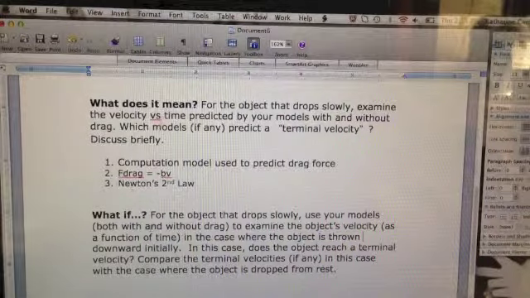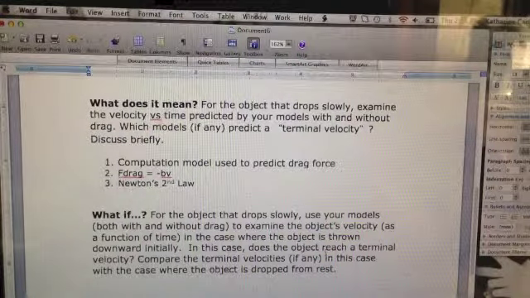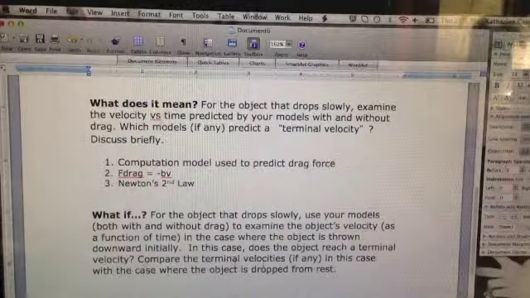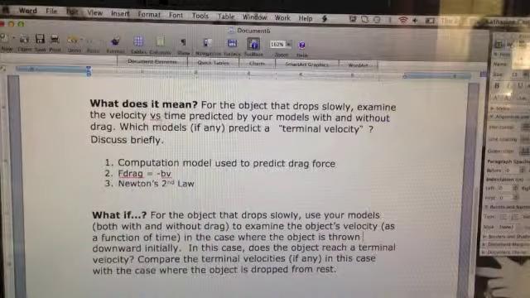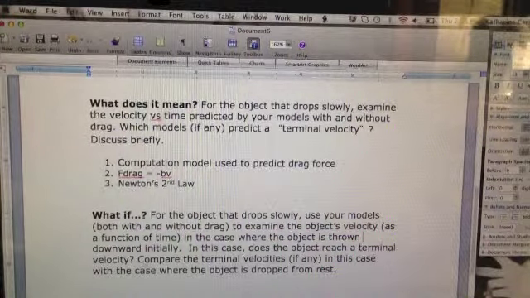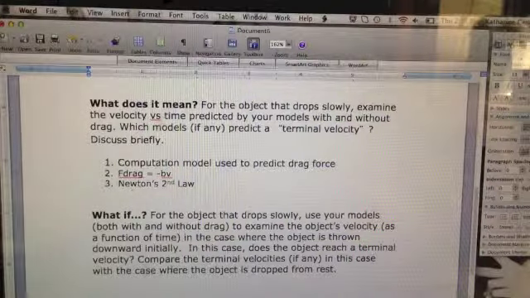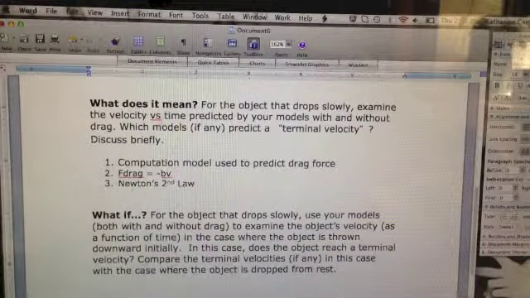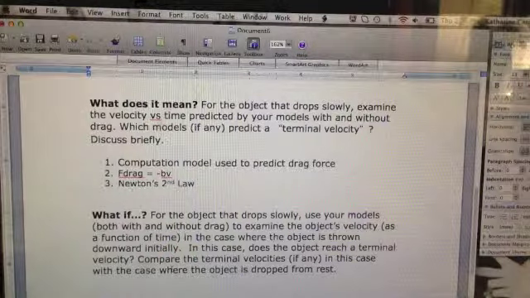What if? For the object that drops slowly, use your models to examine the object's velocity as a function of time. In the case where the object is thrown downward initially, does the object reach a terminal velocity? Compare the terminal velocities, if any, in this case with the case where the object is dropped from rest.